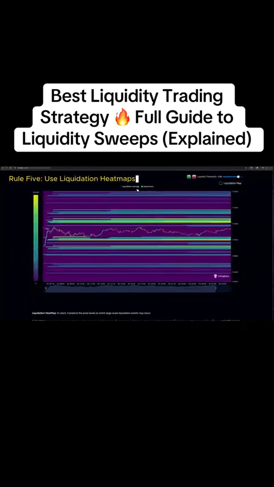Rule 5. Use liquidation heat maps. In crypto, these heat maps show where most traders' stop losses are sitting. And guess what? Price loves to target those zones. If you see a yellow cluster, that's where the most stops are stacked. That's usually the first place price will go.